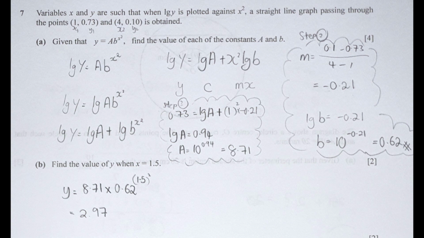Find the value of y when x is 1.5. So remember the arrangement that we have, y equals a b to the power of x squared. This is where it comes into play. So substituting a as 8.71, b as 0.62, and your x as 1.5, remember to square it, then you'll get your y result as 2.97.